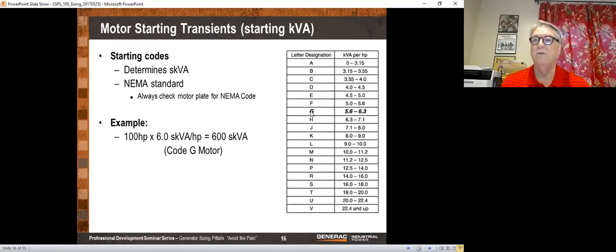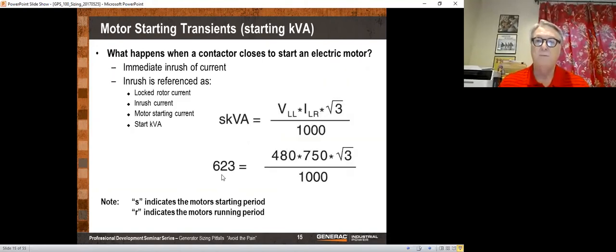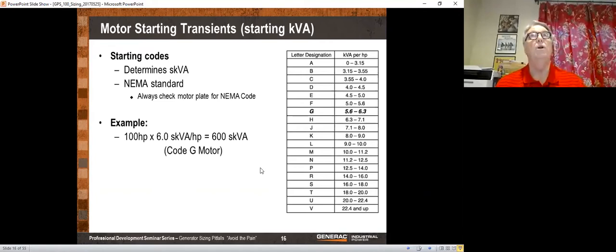So we'll be conservative and go G, and then we'll find a nice round number there, and that nice round number between 5.6 and 6.3 is 6.0. So if I have a 100 horsepower motor, I just multiply by 6 and I get 600 starting kVA. And you can see that's pretty close to the 623 that we calculated over here. We do not size generators to 3 decimal places. We always have some conservativeness in there, some engineering slop. And so this is a great way to figure out what your starting kVA is.